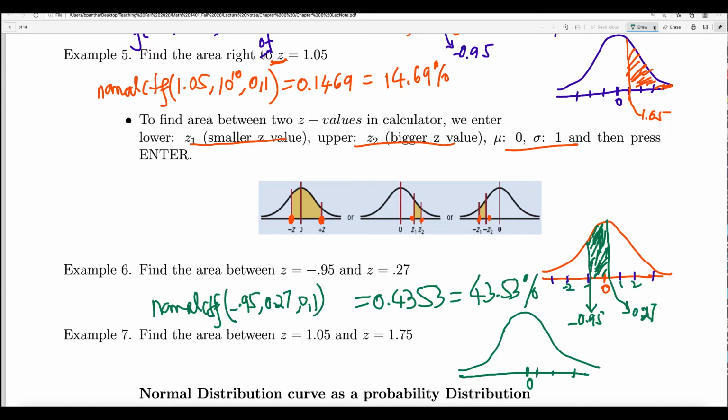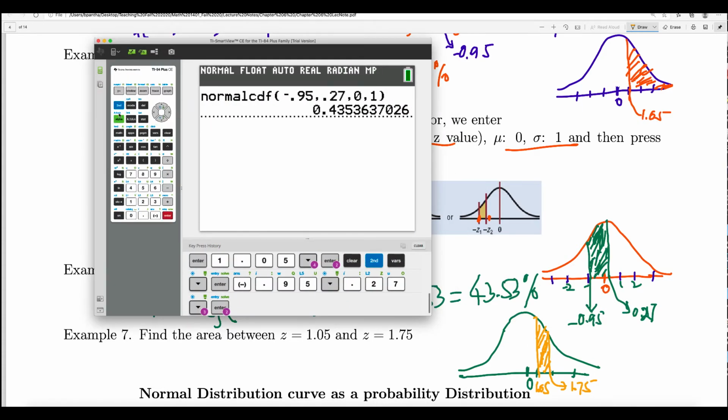So the area between 1.05, which is close to 1, that is 1.05, right? 1.75 will be close to 2, right? And you are asked to find out this middle area. You see that? So this is 1.05, and this is 1.75. So how do I do that? Go to the calculator and then find the area.